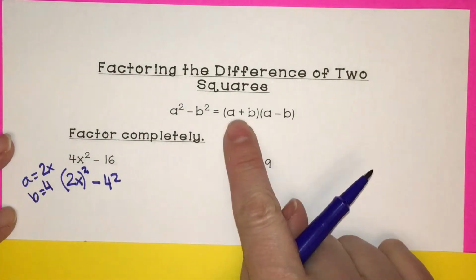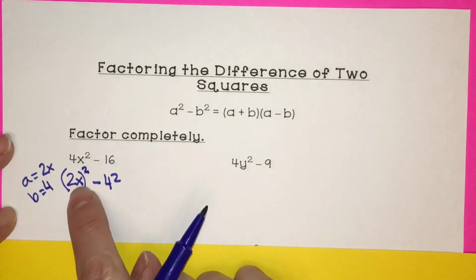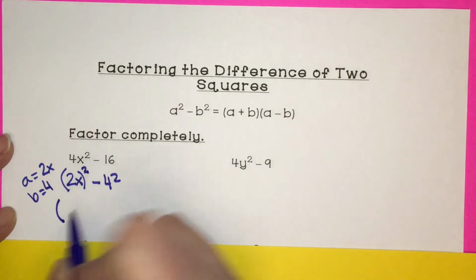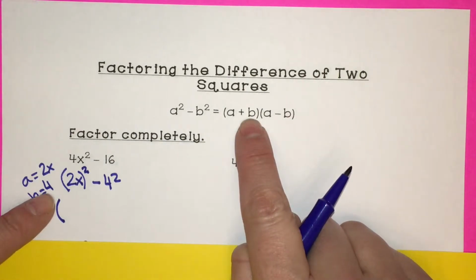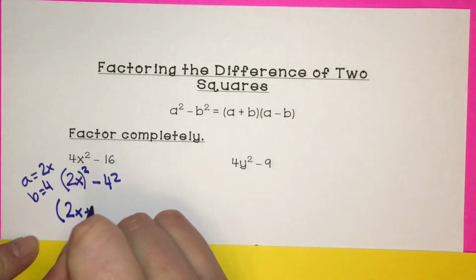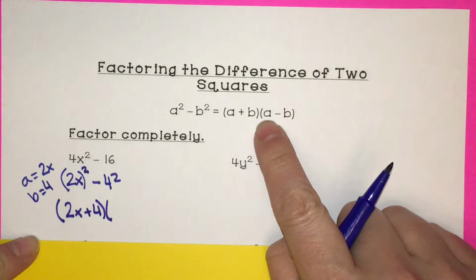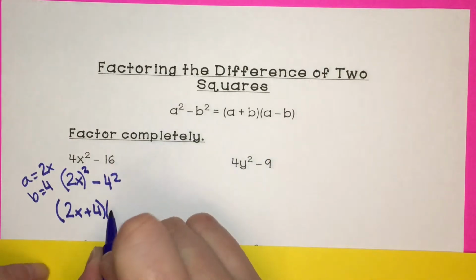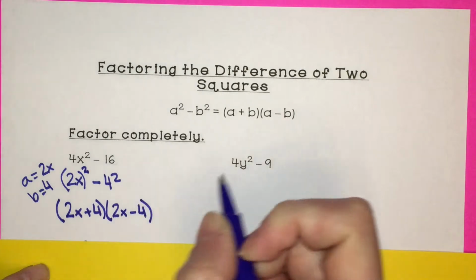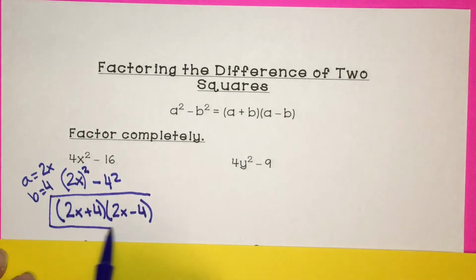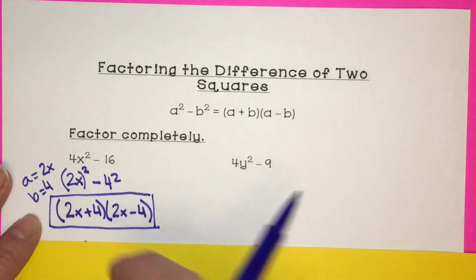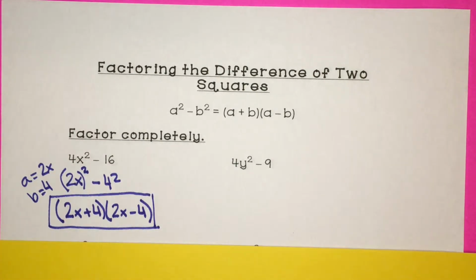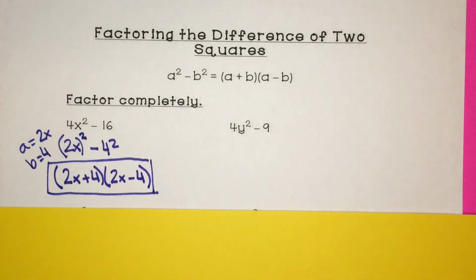So when I factor it, I just use these values for a and b that I found. That means that I have 2x for a plus 4 for b, 2x plus 4 times 2x minus 4. And that is how you factor it. Okay, if we redistributed, remultiplied, we would get back to our original answer of 4x squared minus 16. Okay, so let's try the next one.